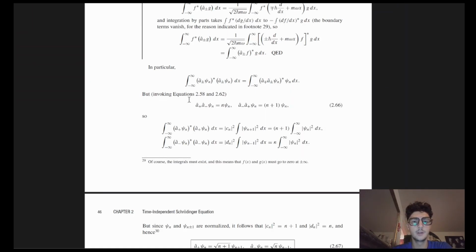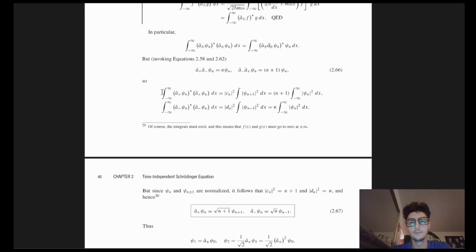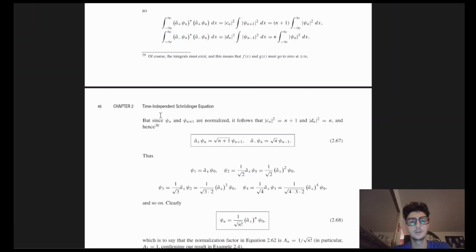But invoking equation 2.58 and 2.62, I'm not going to check what those are. A plus acting on A minus acting on psi n is equal to n psi n. A minus acting on A plus acting on psi n is equal to n plus 1 psi n. Interesting. So he does all this. I'm just going to skip this. You guys can check it out if you want.